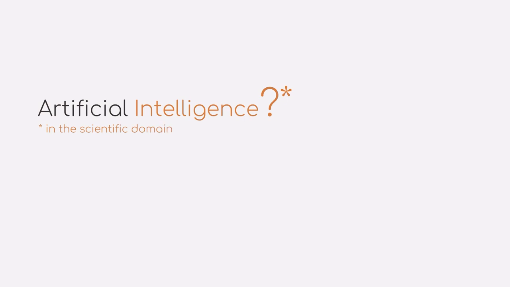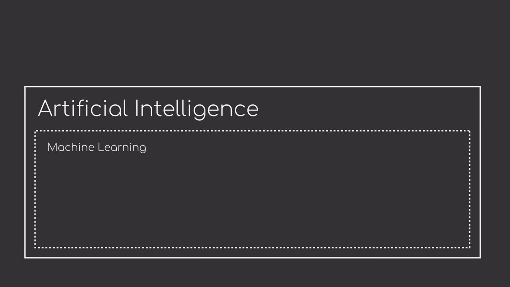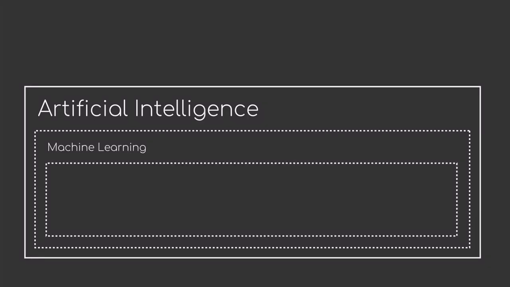For our purpose, we will define artificial intelligence as an umbrella term that contains many different subdomains. To be more precise, we will look at the difference between artificial intelligence, machine learning, and deep learning. As a first rough orientation, we define machine learning as a subdomain of artificial intelligence and deep learning as a subdomain of machine learning. This means that any deep learning method can also be considered to be within the domain of machine learning, and any deep learning or machine learning method can also be named artificial intelligence.